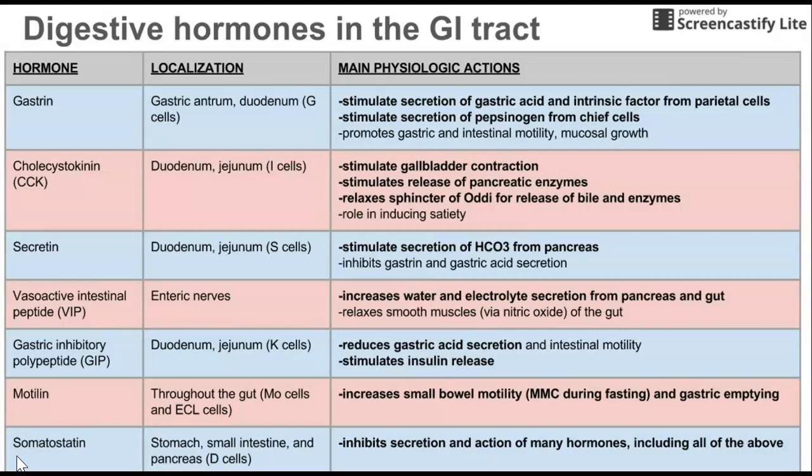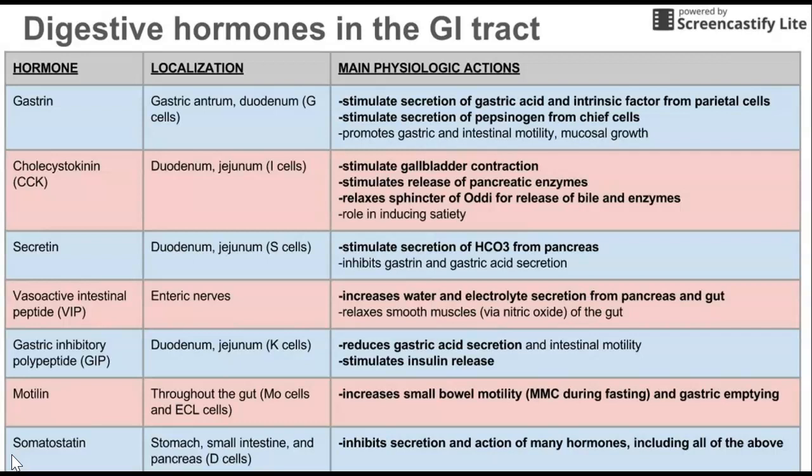Next, we have VIP, or vasoactive intestinal peptide. It's going to be released from enteric nerves within the digestive tract. If you watch the nervous system regulation of digestion video, we talk a little bit more about exactly how this works. Its job is to increase water and electrolyte secretion from the pancreas and the gut. It plays an important role in relaxing smooth muscle via nitric oxide, of those circular and longitudinal muscles, to help propel food through. Next is GIP, gastric inhibitory polypeptide.